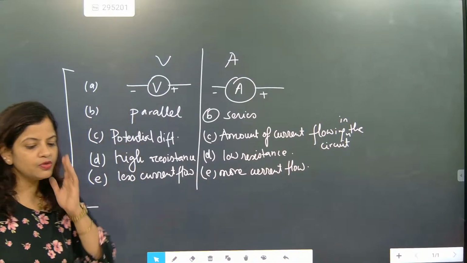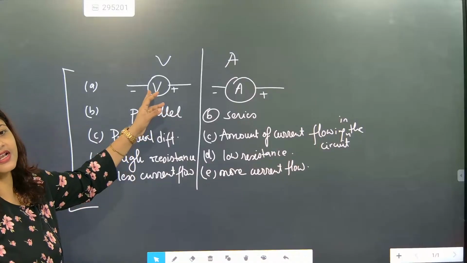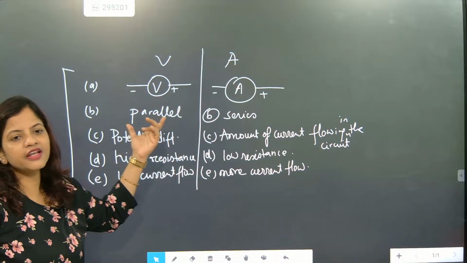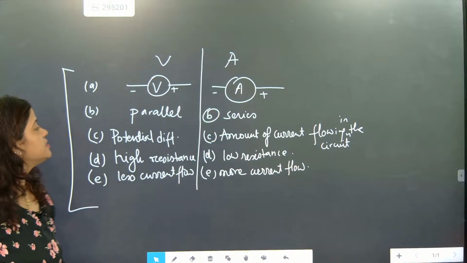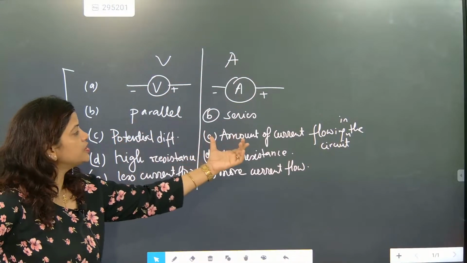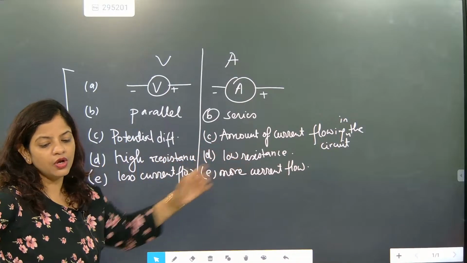Understood? Ashish, good morning, beta, you're late. So now look here. The voltmeter is exactly connected, written as V. The ammeter is written as A. The symbol is this one. Voltmeter is in parallel, and the ammeter is connected in series. Its work is to find the potential difference, and its work is to find the amount of current. It has high resistance, and it has low resistance.